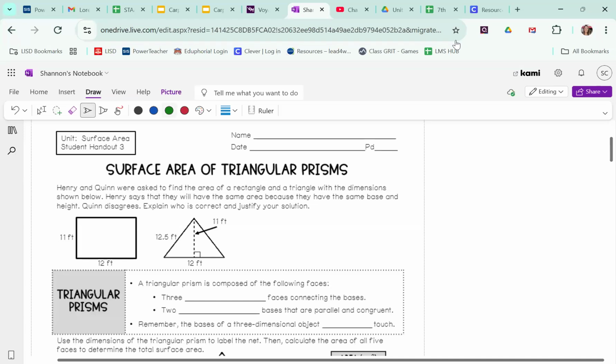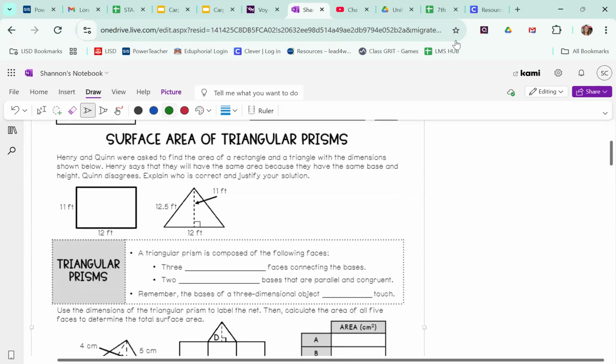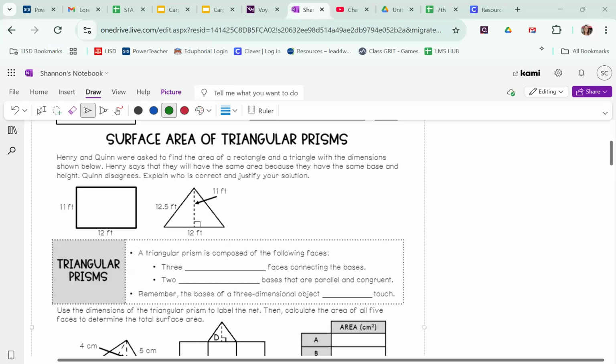Okay, so we're going to be talking about surface area of triangular prisms on this one. And so it says Henry and Quinn were asked to find the area of a rectangle and a triangle. So they're trying to find the area of a rectangle and a triangle with the dimensions shown below. Henry says that they will have the same area because they have the same base and height.